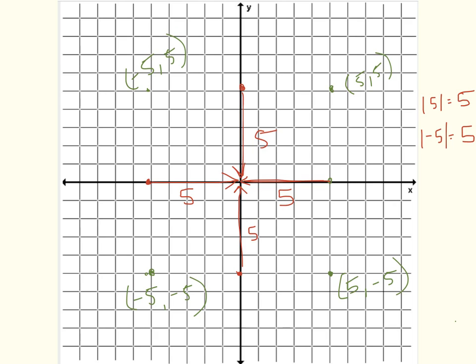Now, what I cannot say is the distance from here to here is the absolute value of 5, because if you measure it, it's actually a longer distance. So we always measure towards 0 on either the y or the x, not from any other point on our coordinate plane. So just so that you understand the difference, absolute value is always on either the y or the x axis, not in between. It's always on the edge of the coordinate plane, never in the center.